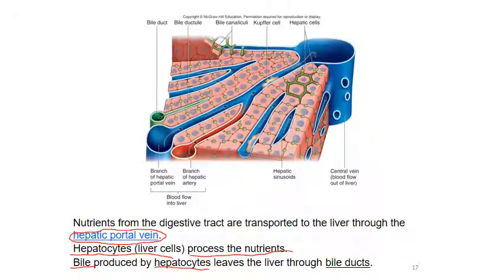This is kind of a misconception. People think that bile is made by the gallbladder. No, we're going to learn that the liver makes the bile and then the gallbladder stores it.